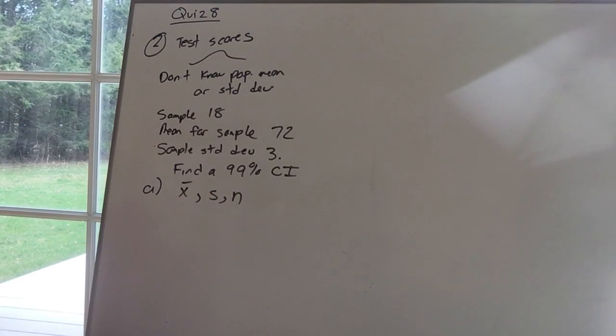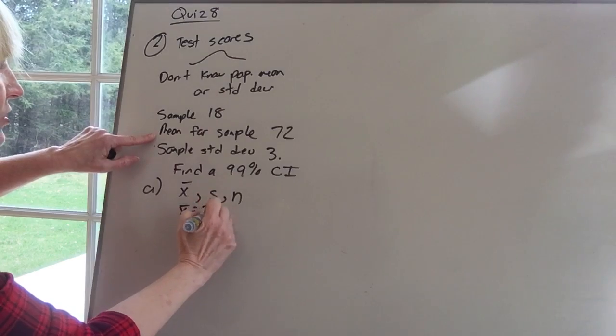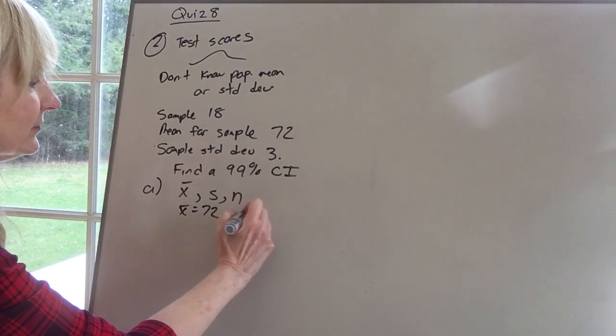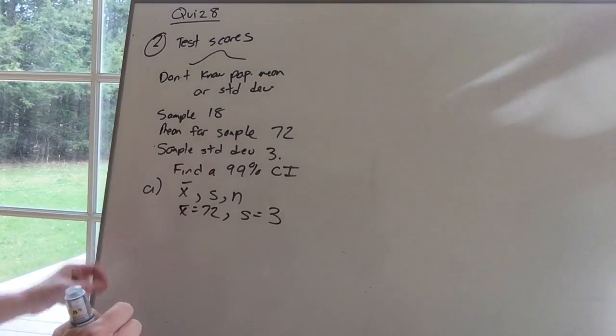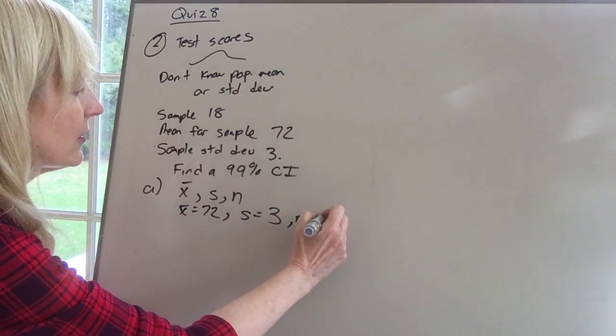X bar is the sample mean, so the mean for the sample is 72. S is the sample standard deviation. And N is just the sample size, you guys, which is 18.